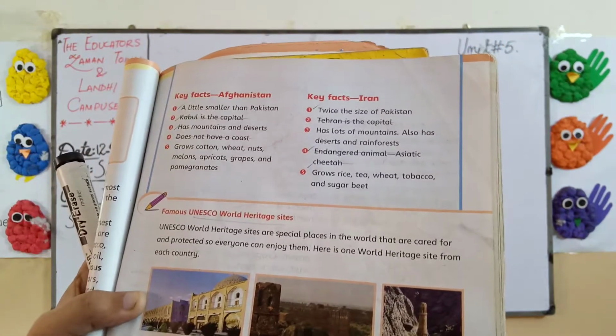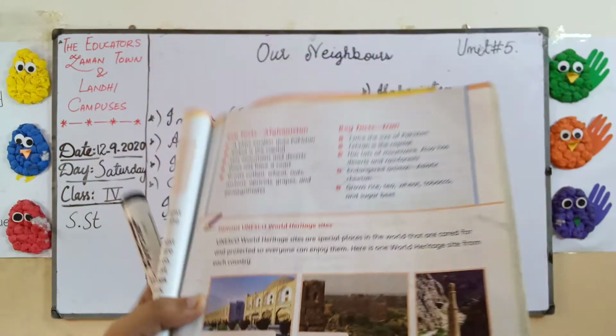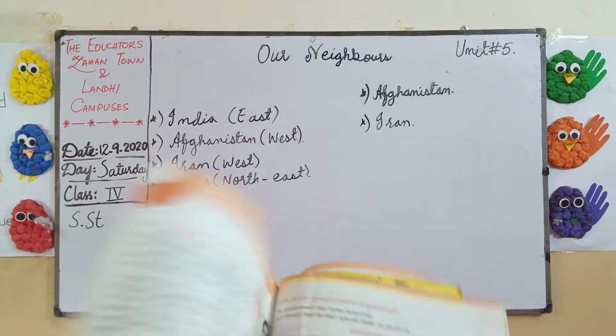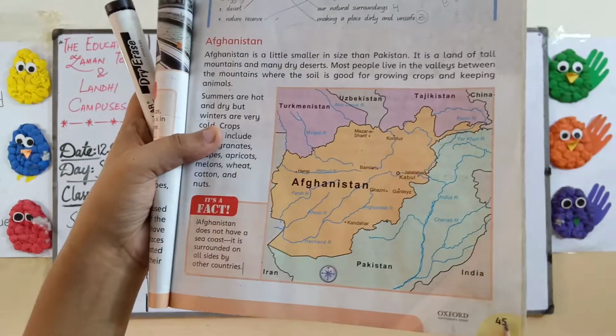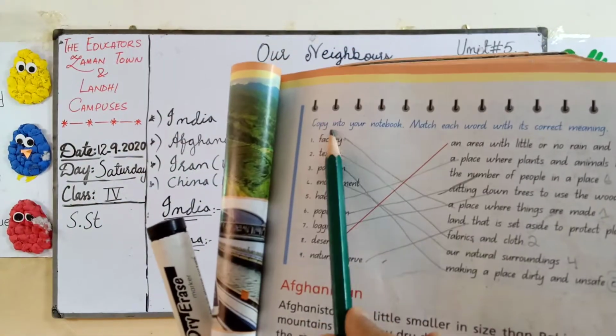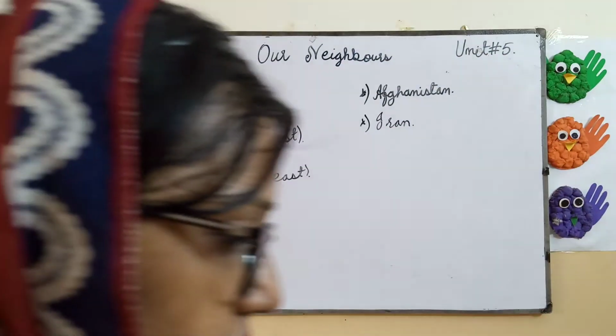Now just come to that page number. We have the bookwork of this unit. Page number 45. This is your bookwork. Copy into your notebook.